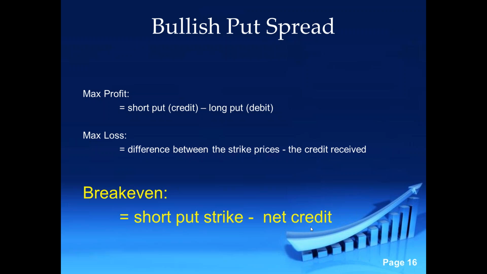So it's short put strike. If we're short the 50 puts and we collected 33 cents, our break even is 49.67. All right. So it's the short put strike minus the net credit.